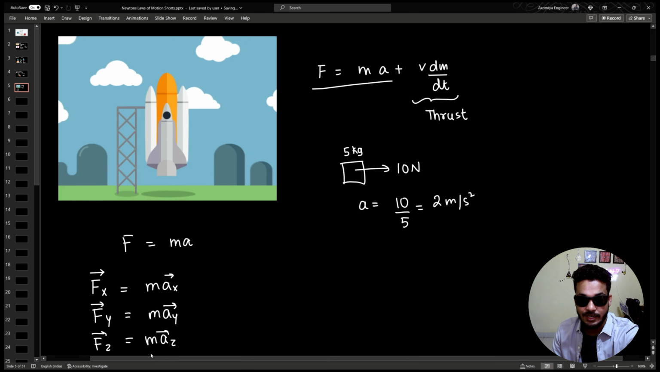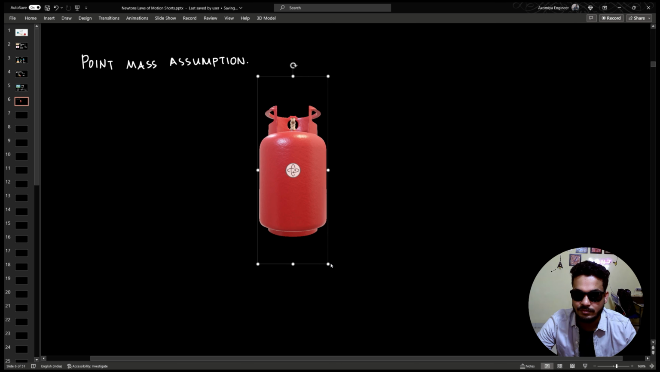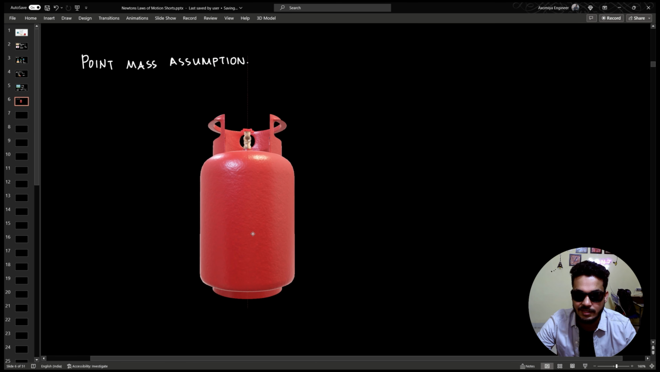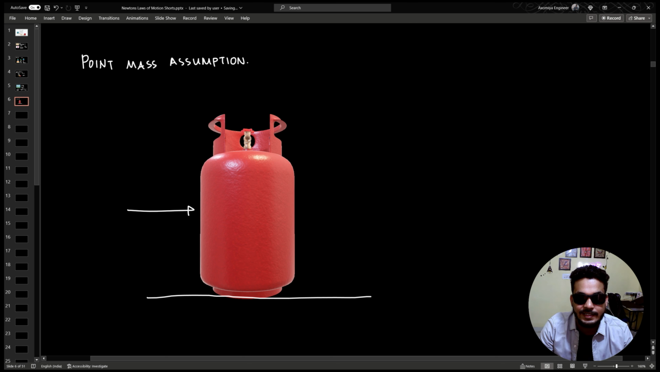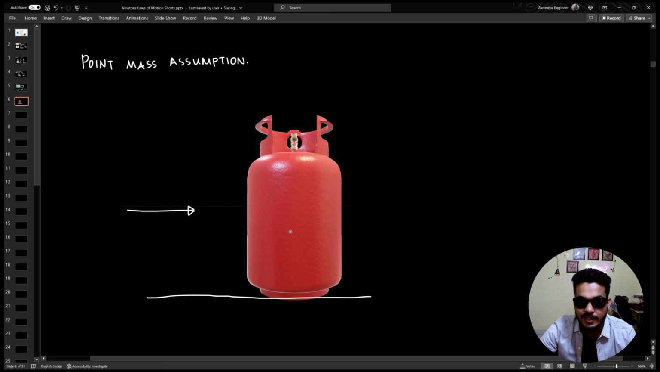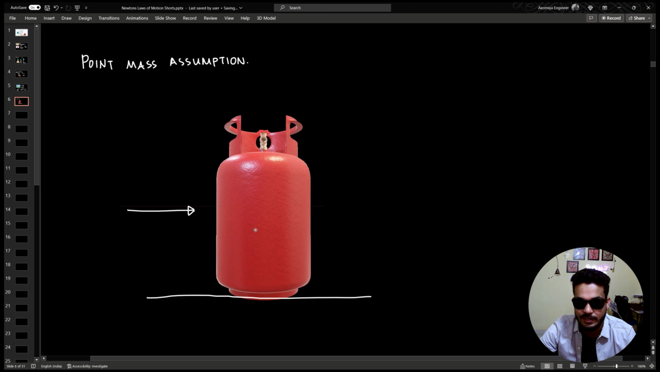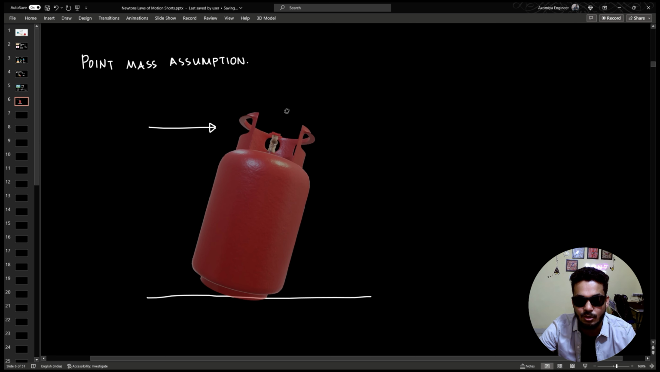Isaac Newton. Now imagine you have a cylinder like this, kept on the floor. If you apply a force exactly at the center of the cylinder, it's going to just slide along the floor like this. But imagine you applied a force on top, and a very huge force on top. There are chances that this thing can go boop.